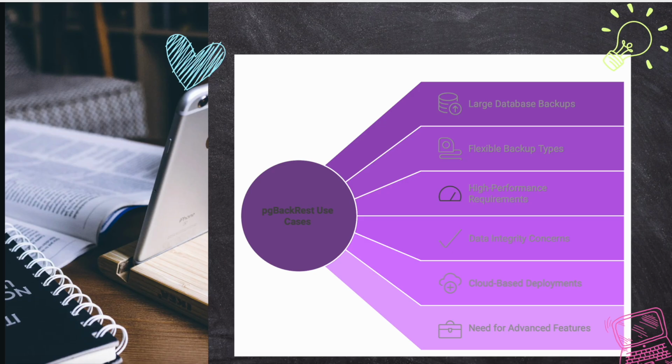And also you can see high performance. pgBackRest provides features like parallel processing and efficient compression, which make it suitable for environments where backup and restore are very critical. And also you can see the data integrity concern, so it offers checksums, as I mentioned in the features, right, page checksums and backup integrity checks. So that kind of thing we can also do. And cloud-based deployments, so you can use S3, configure the repo, and that repo can be used over there.